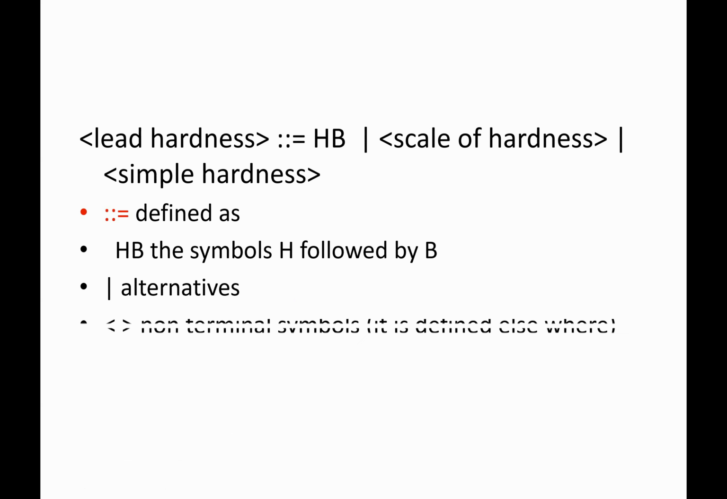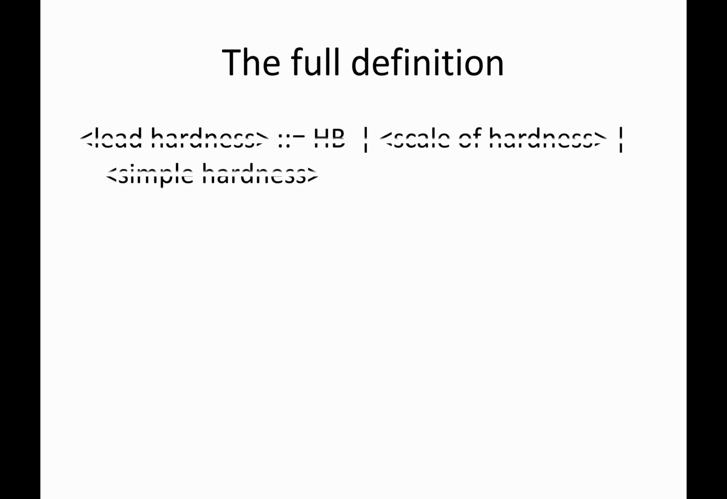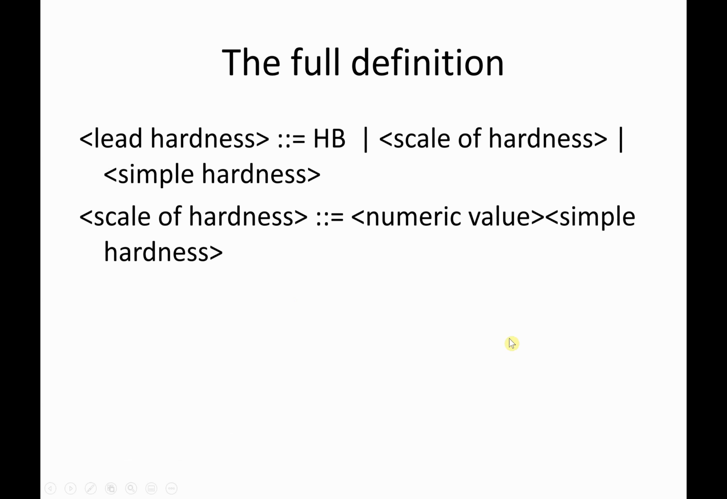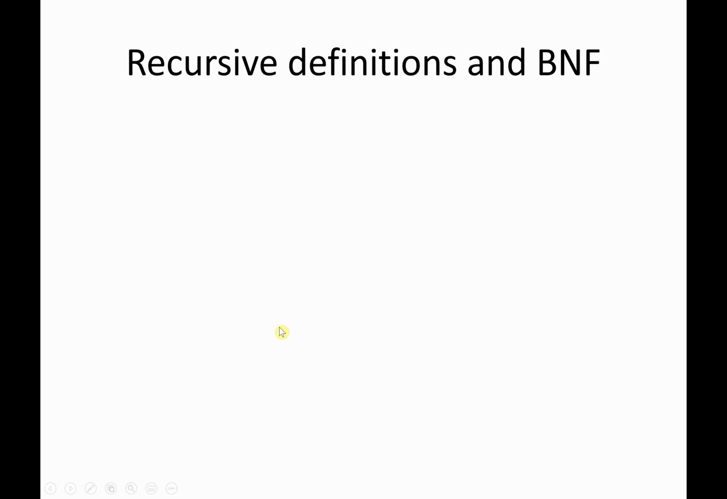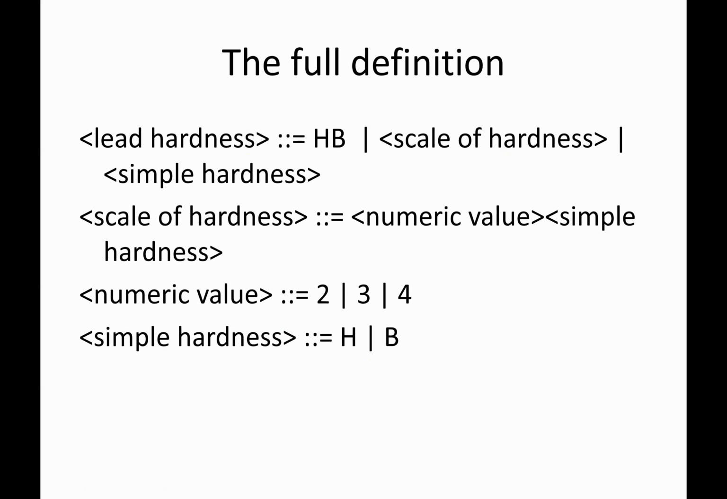As I just said, alternatives and non-terminal symbols are defined as well. So the full definition would be this. We have scale of hardness, a numerical value, followed by simple hardness. And again, there's a numerical value, 2, 3, or 4, and then our simple hardness is H or B. So think of 2H, is that a valid one? Well, scale of hardness, numerical is 2, and then followed by H, so that would be fine. H2 wouldn't work though. Right, so that's a nice way of defining your pencil language.